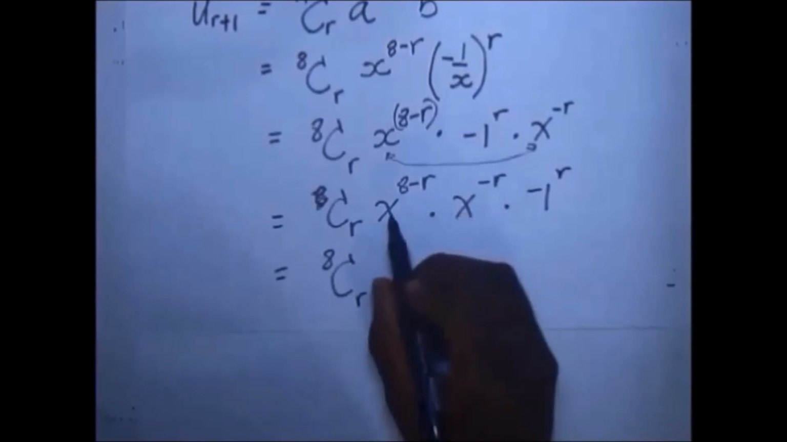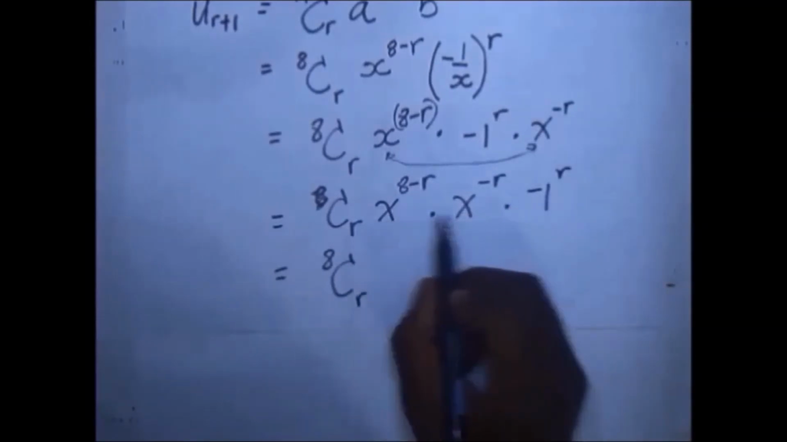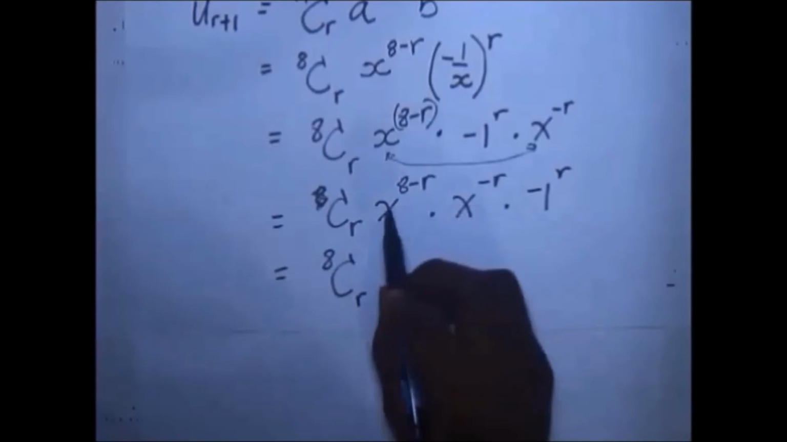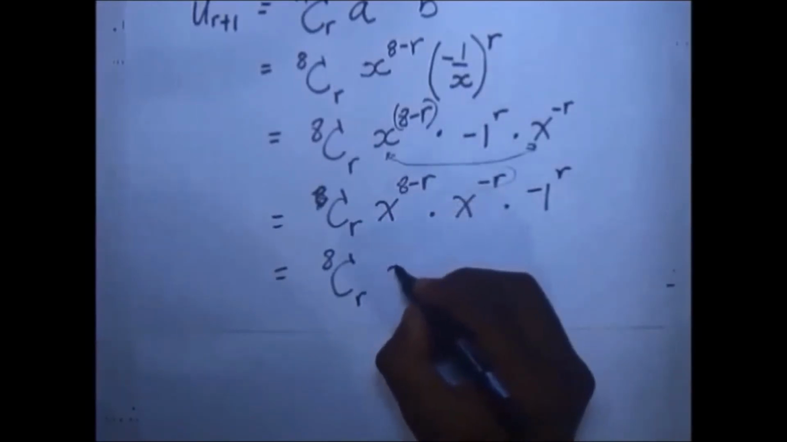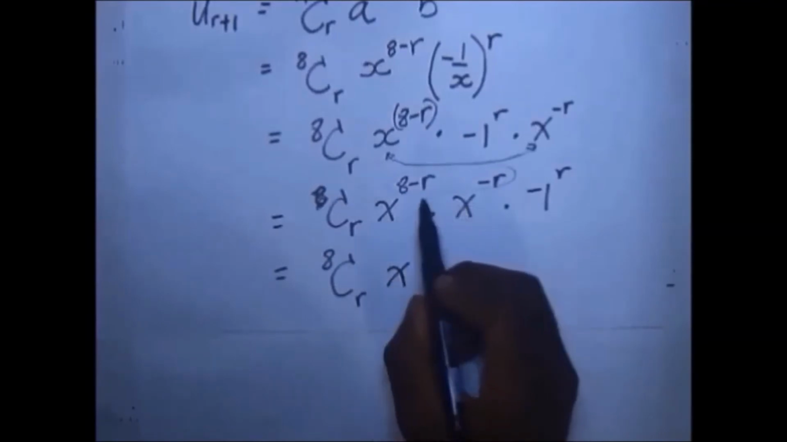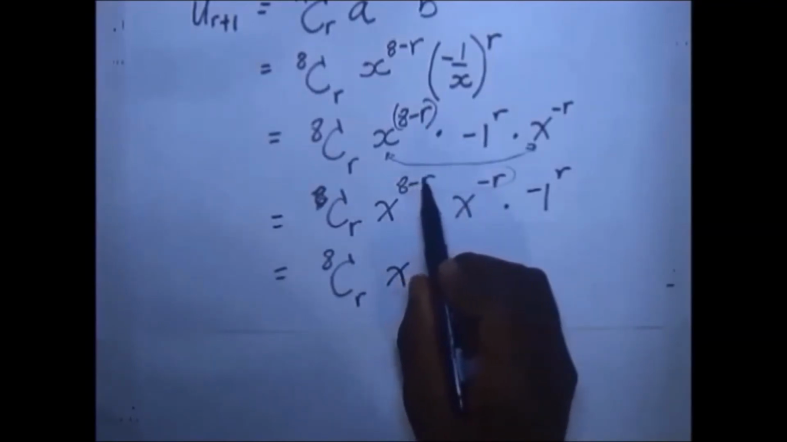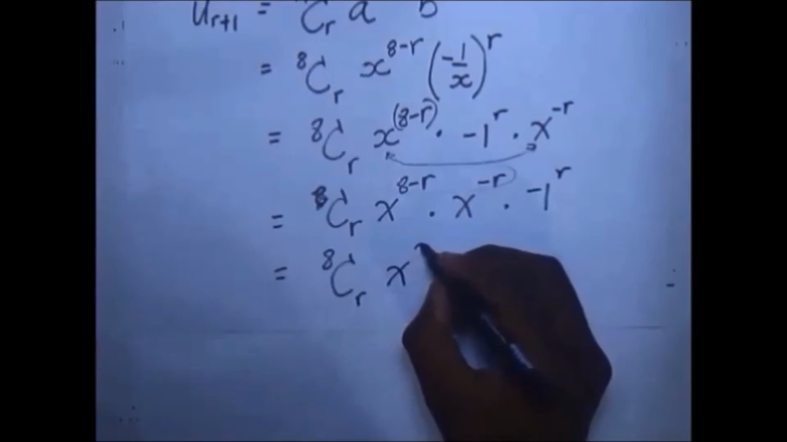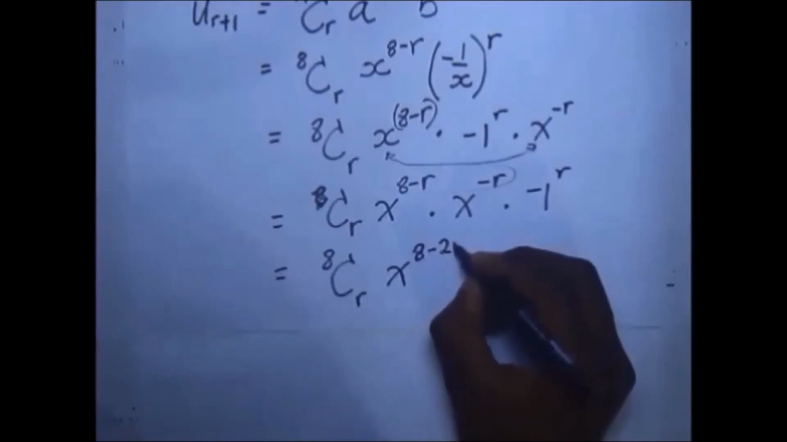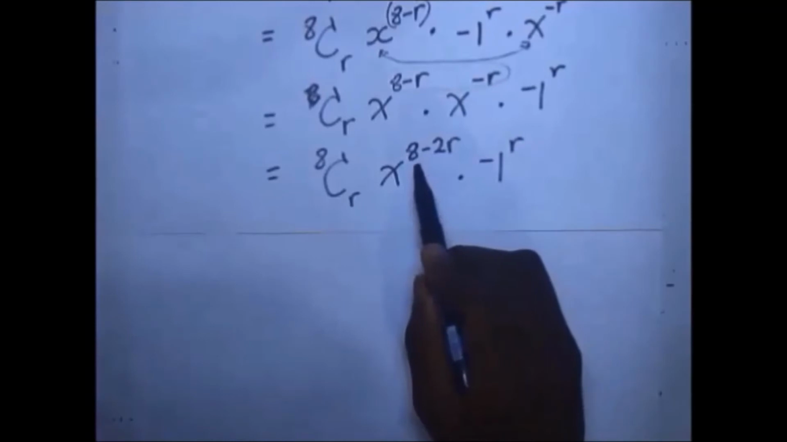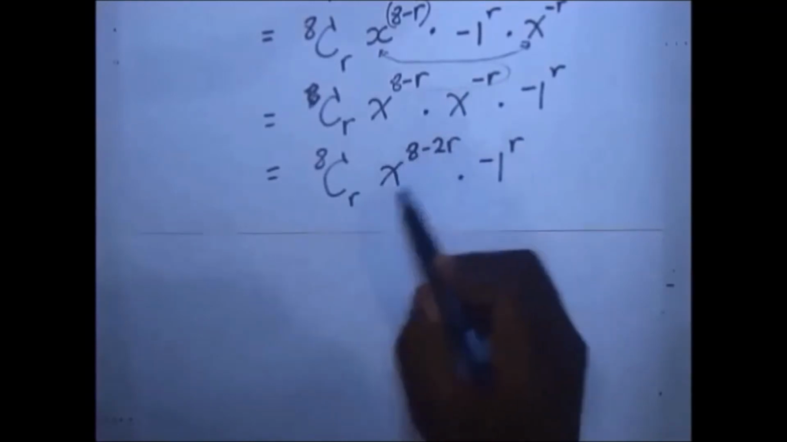So that will give us 8 combination r. Using our laws of indices, this is the same base, so because the bases are the same, we shall add the powers. We add the powers, 8 minus r plus negative r gives us 8 minus 2r, times negative 1 to the power r. Now from here, we can see that x is alone and the other terms are alone.